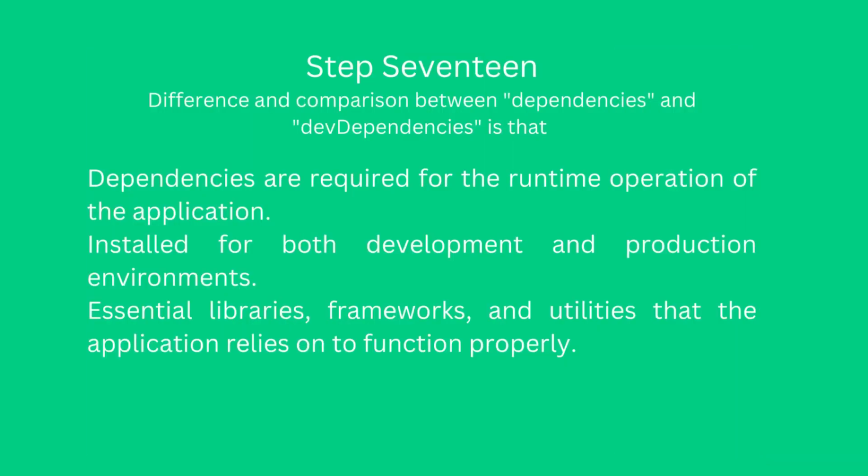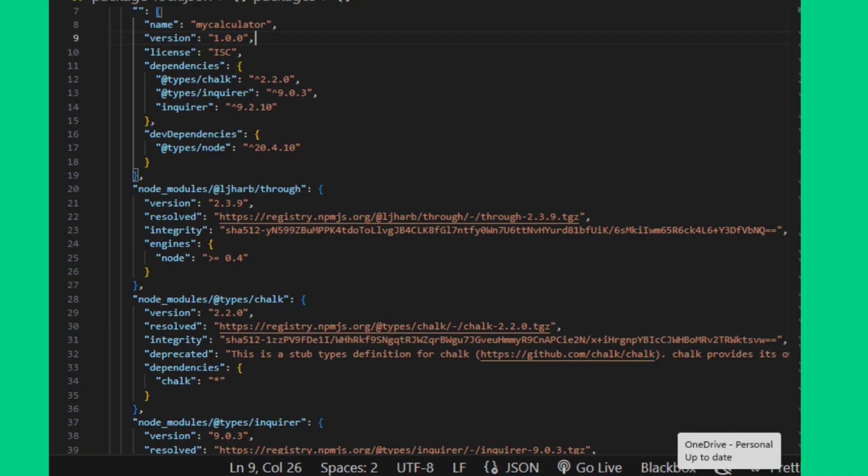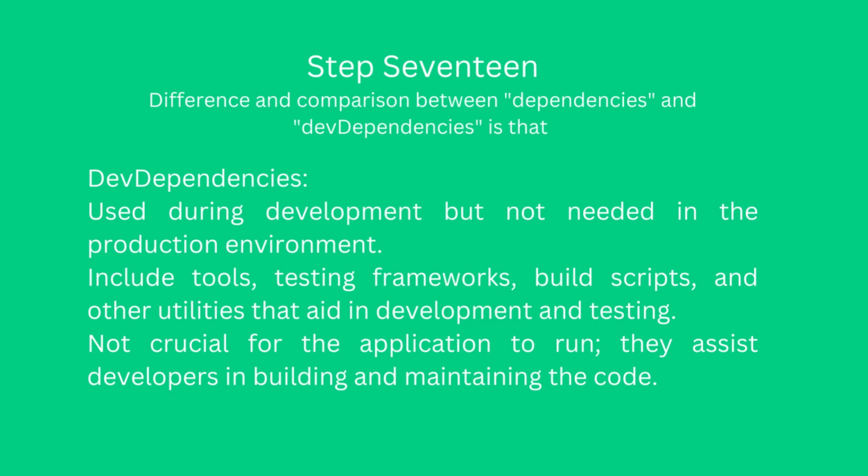Step 17. The difference and comparison between dependencies and dev dependencies is that dependencies are required for the runtime operation of the application, installed for both development and production environments. They are essential libraries, frameworks, and utilities that the application relies on to function properly. Dev dependencies are used during development but not needed in the production environment. They include tools, testing frameworks, build scripts, and other utilities that aid in development and testing. They are not crucial for the application to run; they assist developers in building and maintaining the code.